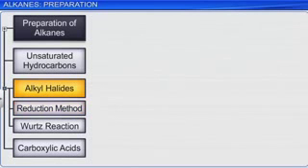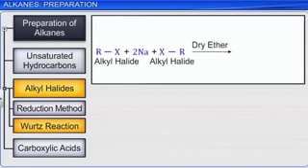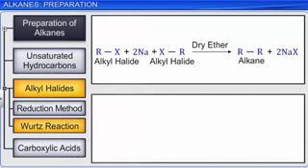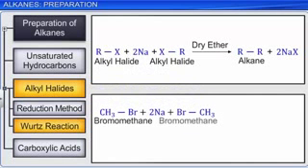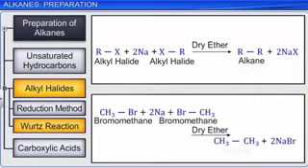Now let's see how to obtain alkanes from alkyl halides using the Wurtz reaction. Alkyl halides on treatment with metallic sodium in the presence of dry ether give higher alkanes with an even number of carbon atoms. This reaction is known as the Wurtz reaction. For example, the reaction of bromomethane with sodium metal in the presence of dry ether gives ethane.